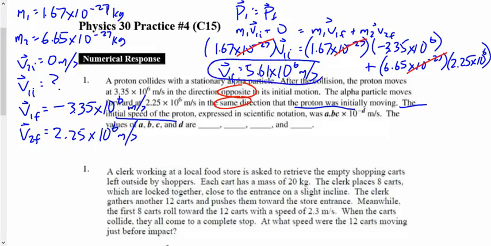Meters per second. Now we express that as 5.61. There is a typo here. It says A decimal BC times 10 to the negative D. It should say A decimal BC times 10 to the positive D.